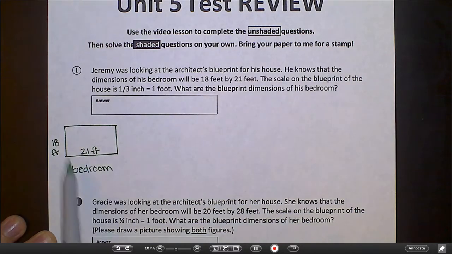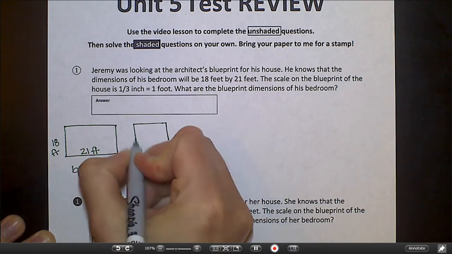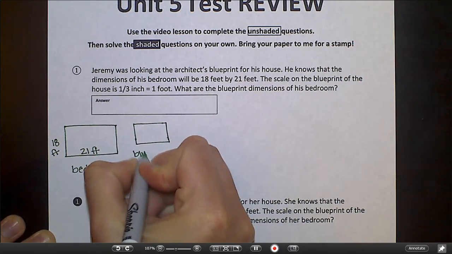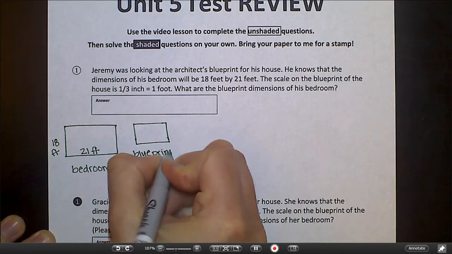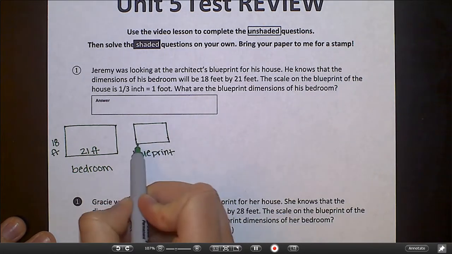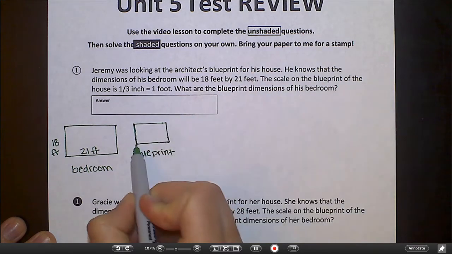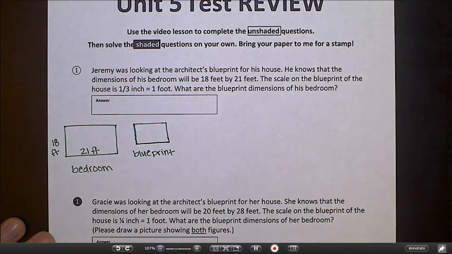Notice that a room, or a rectangle, has two dimensions. It has a length and it has a width. So we're going to need a length and a width for our answer as well. And we'll come back to that. Here is our blueprint. And we're not given any dimensions at all for the blueprint. So that is what we have to figure out. We have to figure out the length and the width. So what is the side that corresponds to 18 feet and what is the side that corresponds to 21 feet?